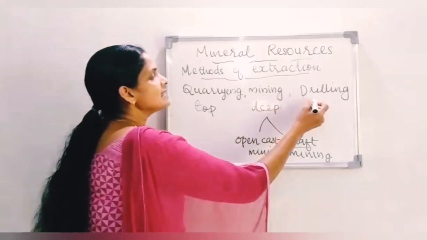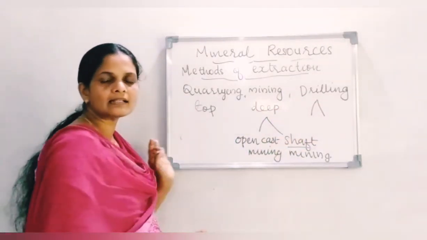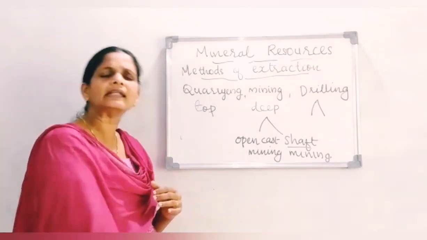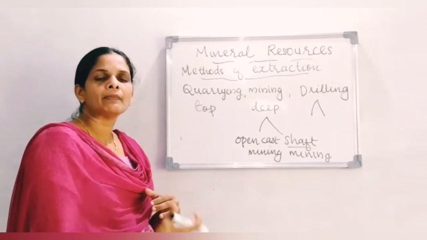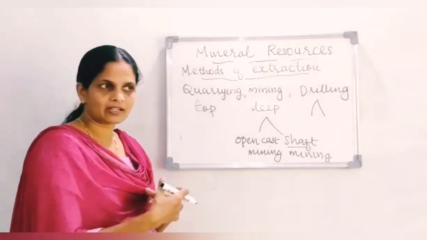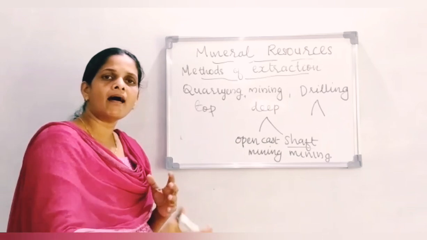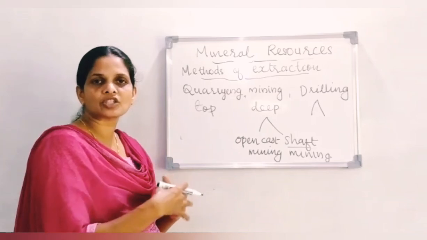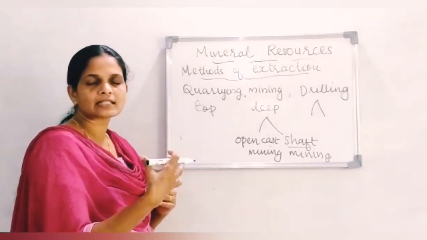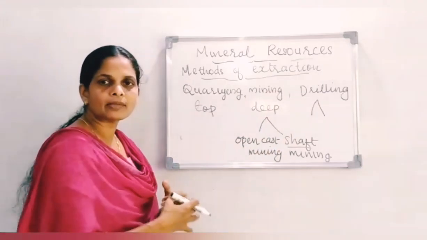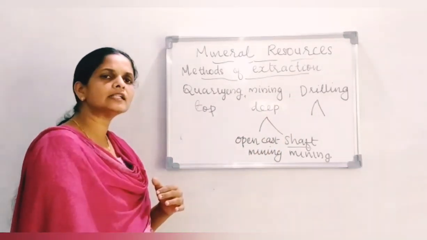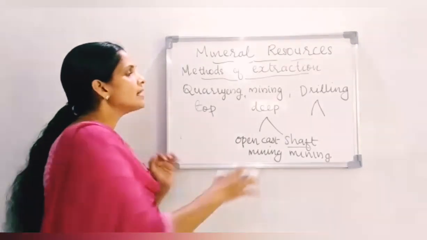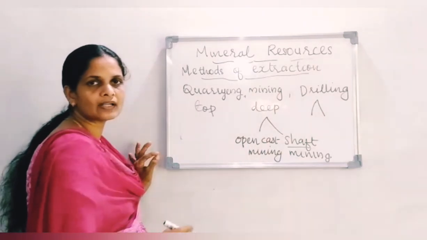And the next is drilling. Drilling is a form of extraction where the minerals are found in the very deep part of the earth. Suppose petroleum: we extract petroleum by using large machines and new technologies. We need drilling machines. If the minerals are found in the very deep part of the earth, we need to use drilling machines and different technologies. That is why this practice is called drilling.